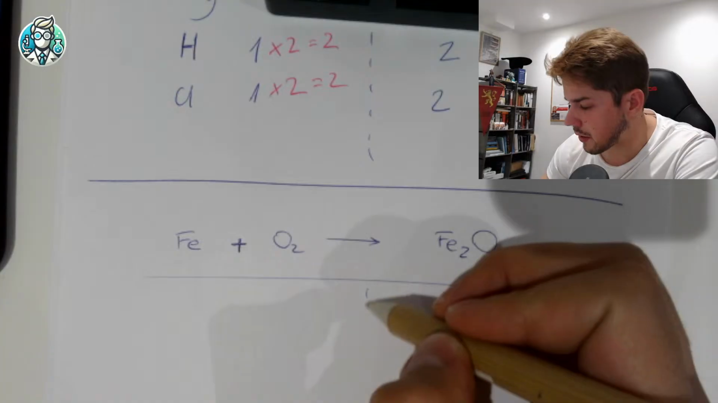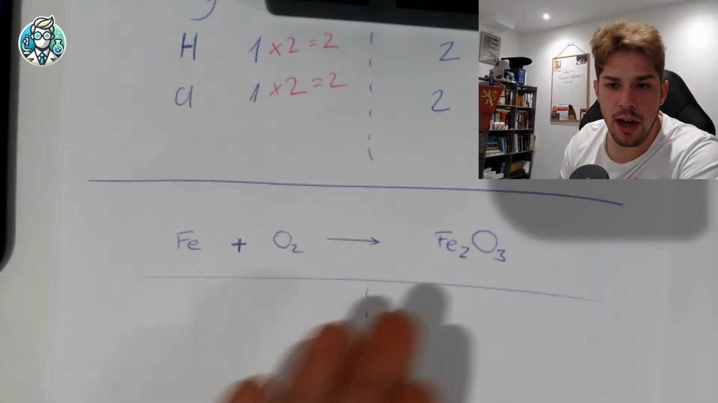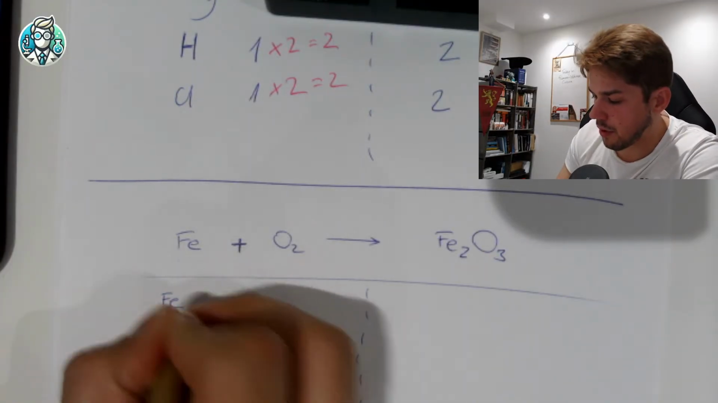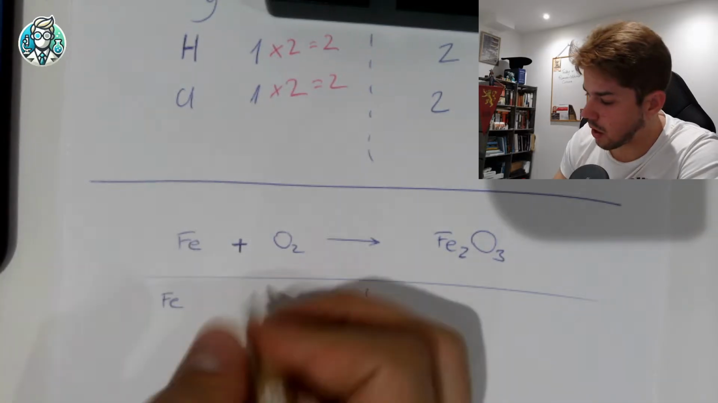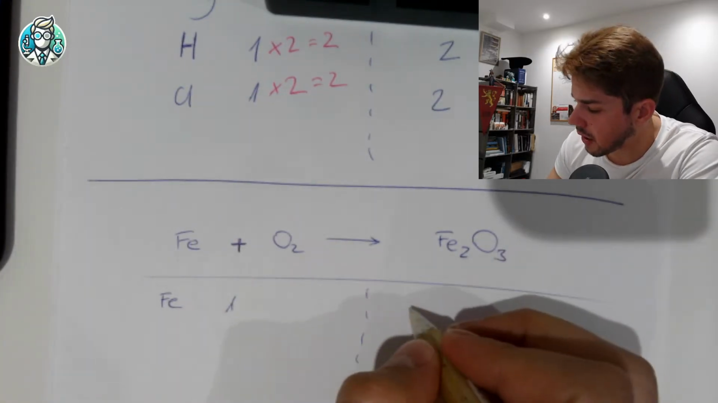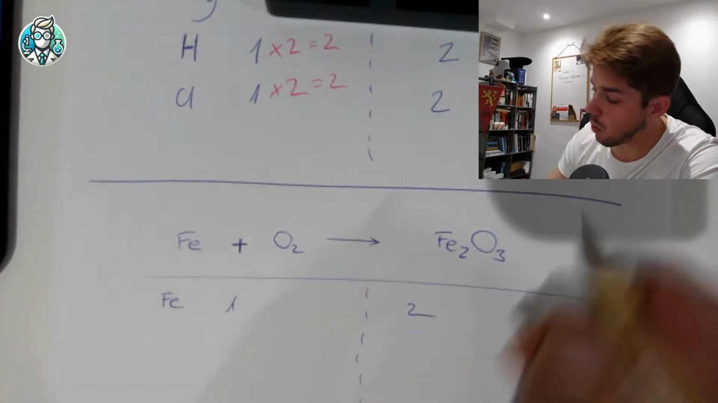Let's see if it is balanced. How many atoms of iron do I have before the chemical reaction? 1. And how many do I have in here? 2. Why?